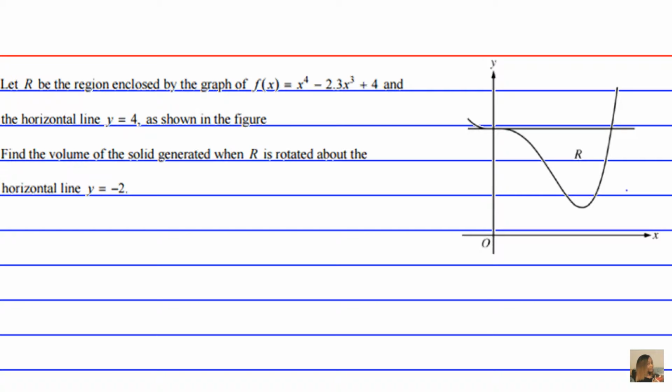Okay, so we're asked to rotate this figure about the horizontal line y equals -2. We can just pretend that this is y equals -2, because if this is y equals 0, which is the x-axis, y equals -2 just falls a little bit shy of that, traveling downward. All right, so that's that.